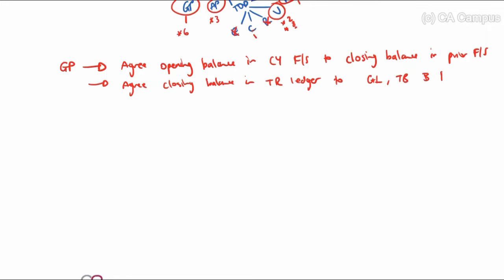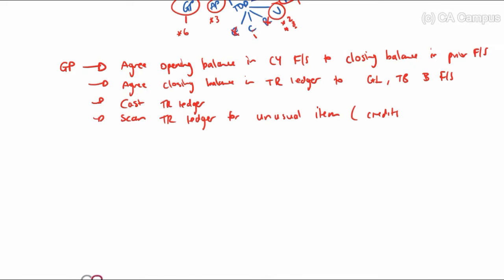TB, and financial statements. Guys, you will either write those out or have a legend showing GL, general ledger, TB, trial balance, FS, financial statements. Then, because I have got a ledger that's made up of lots of transactions, I'm going to go and cast the trade receivables ledger, and then I'm going to scan through the ledger for unusual items. And here I could say things like credits, because it should be debtors.